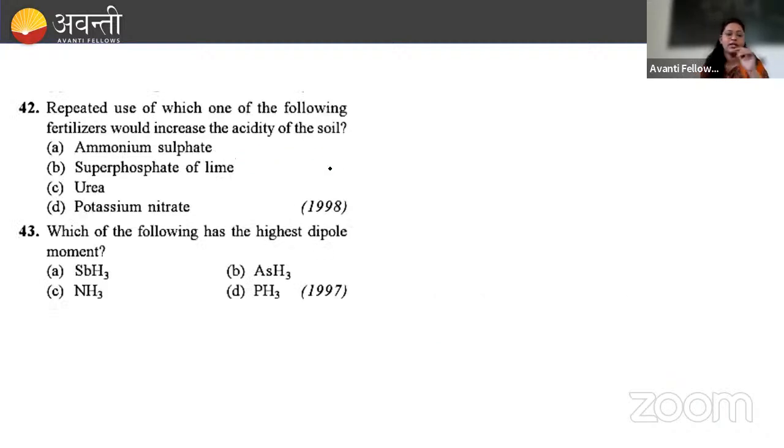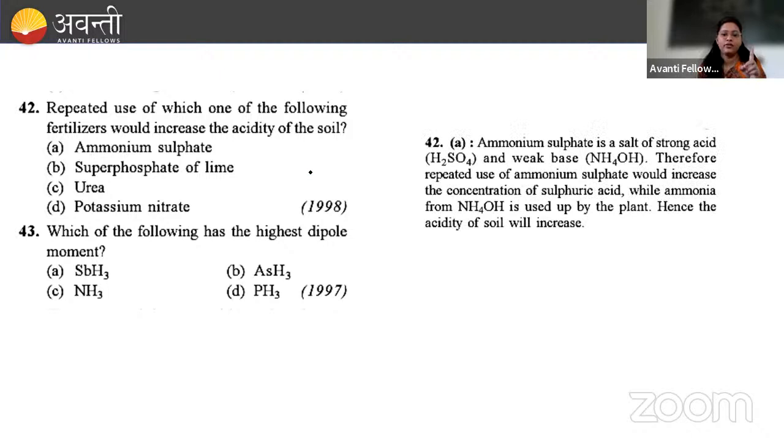Next, last question. Repeated use of which one of the following fertilizers would increase the acidity of the soil? Ammonium sulfate, superphosphate of lime, next urea and potassium nitrate. So here the use of ammonium sulfate, which is a salt of a strong acid and a weak base, the strong acid being sulfuric acid, and the weak base being NH4OH, ammonium hydroxide. So therefore, repeated use of this ammonium sulfate fertilizer would increase the concentration of acid, while ammonia from NH4OH is used up by the solvent, and hence the acidity of soil is going to increase.